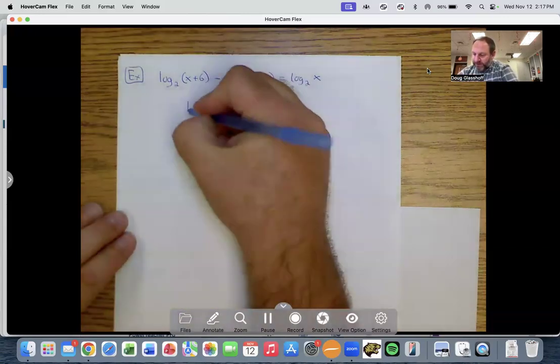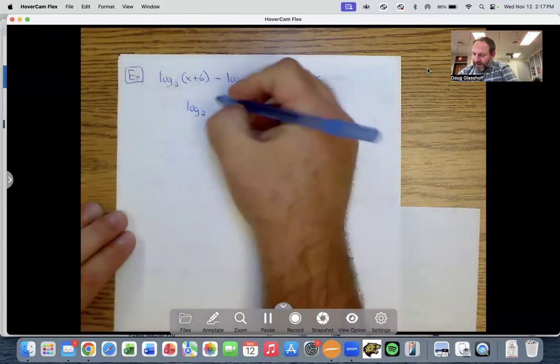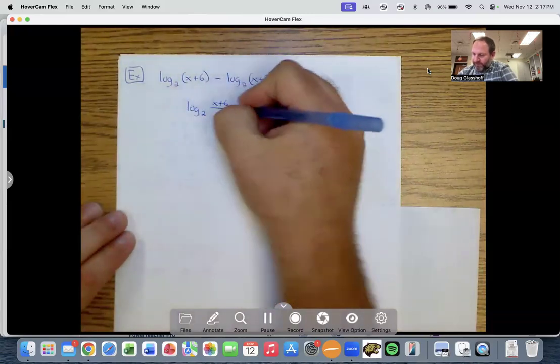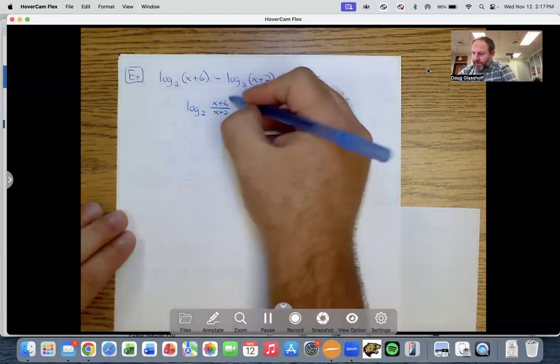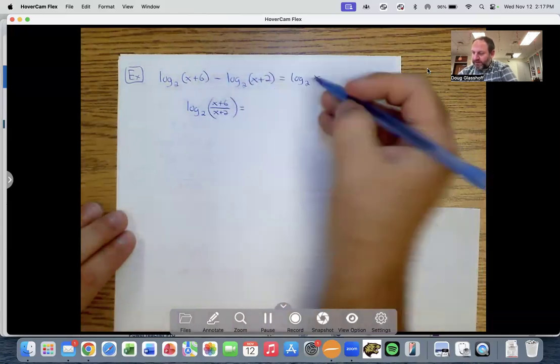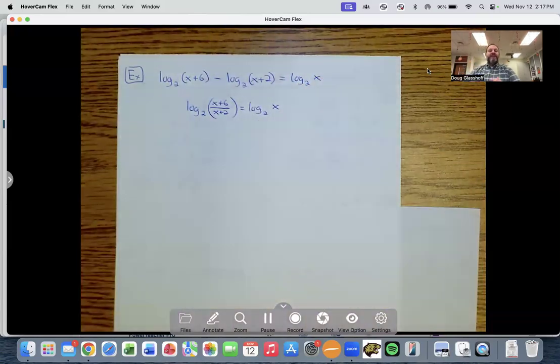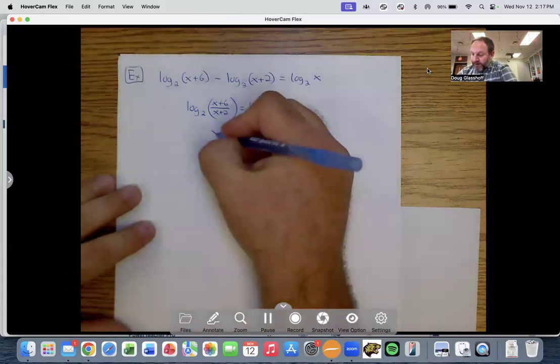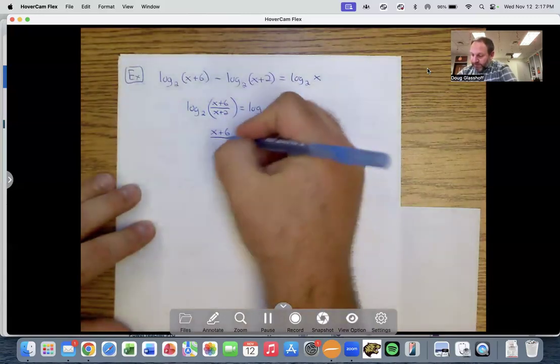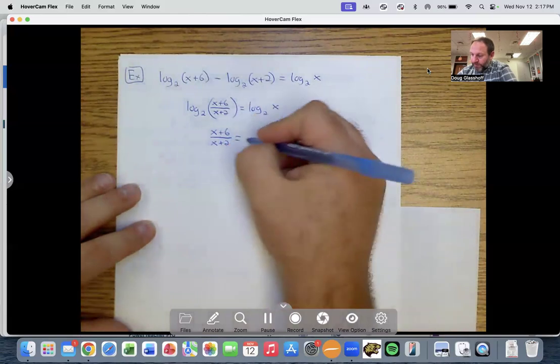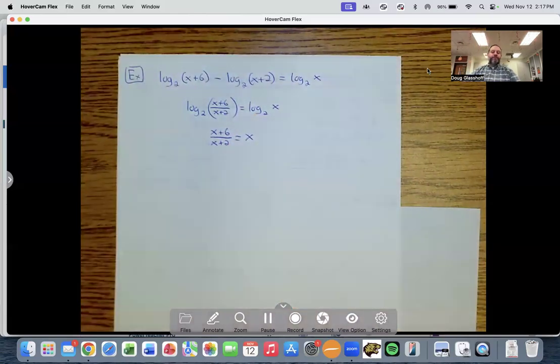All right, so here we have minus. Remember, minus means divide. So I have x plus 6 divided by x plus 2. So I use that condensing to get it to be a single logarithm. Now that it's a single logarithm, I can cancel off those logarithms. So I end up with x plus 6 over x plus 2 equals x.